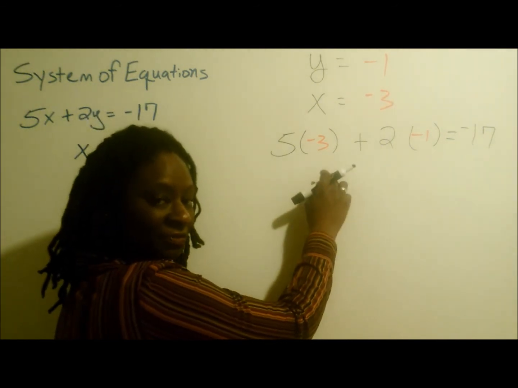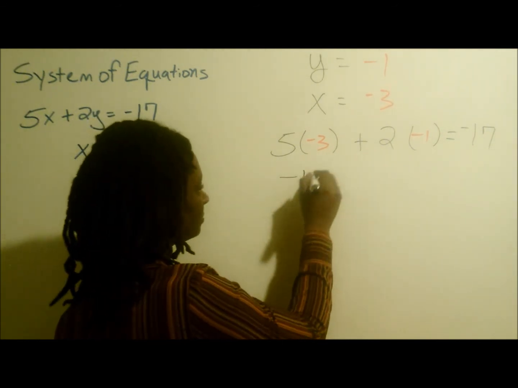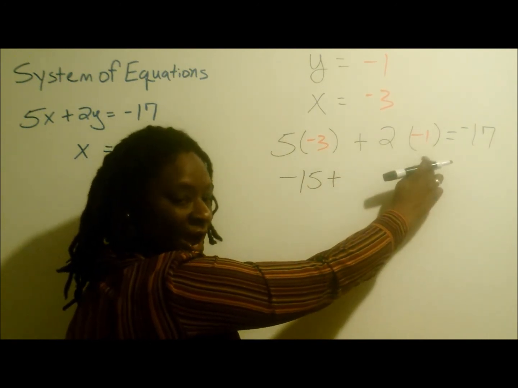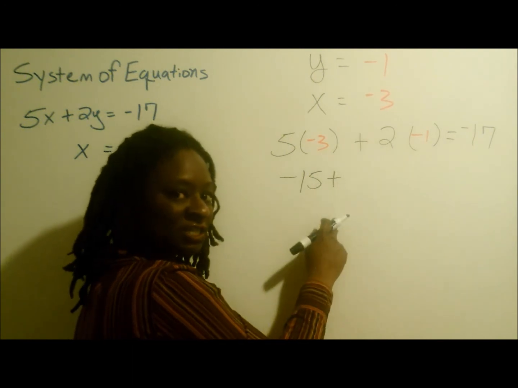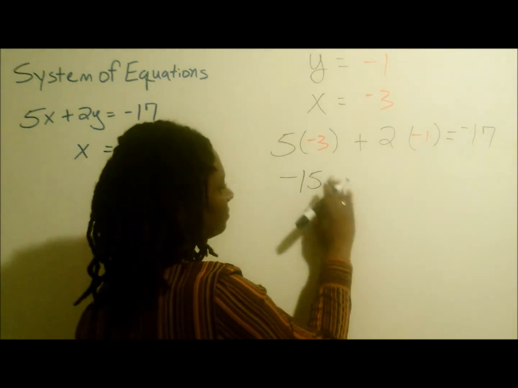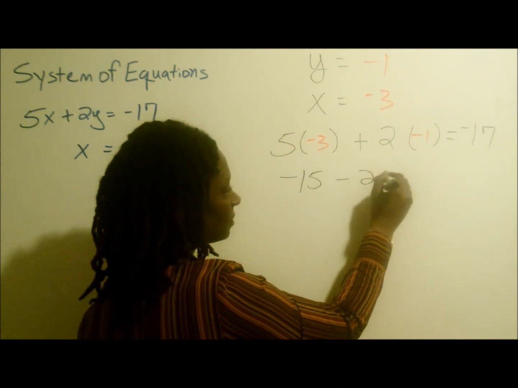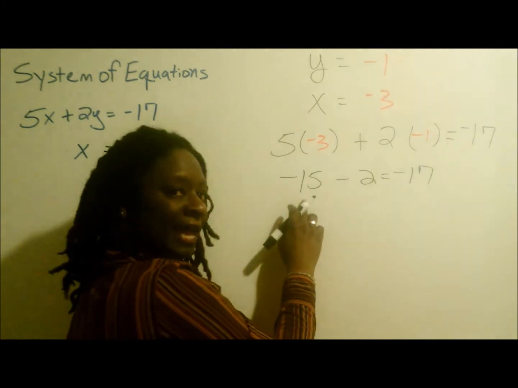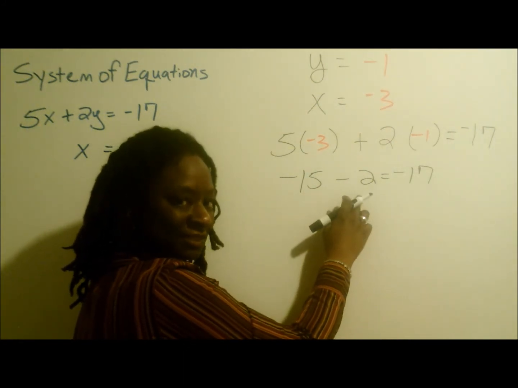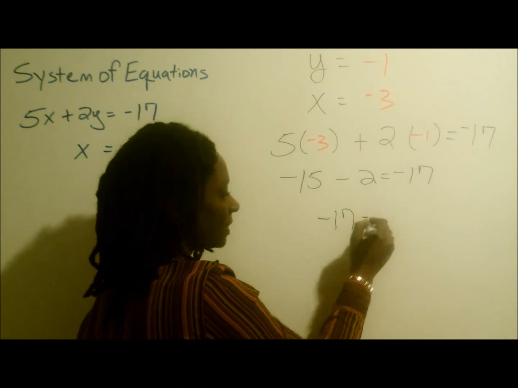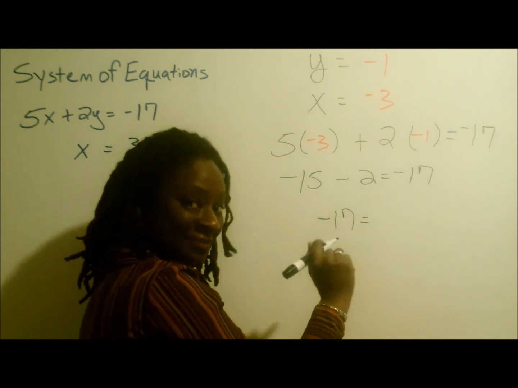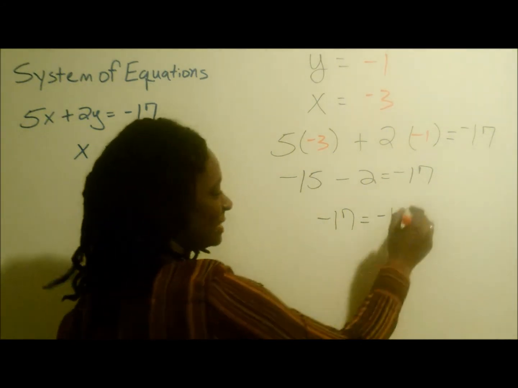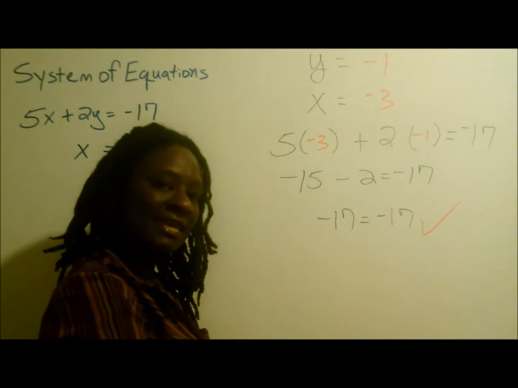5 times negative 3 is negative 15. 2 times negative 1 is negative 2, which changes plus into a minus, equals negative 17. Negative 15 minus 2 is negative 17. This equals negative 17. So, our equation is balanced. See how easy it is to check?